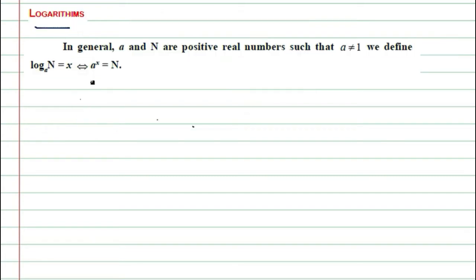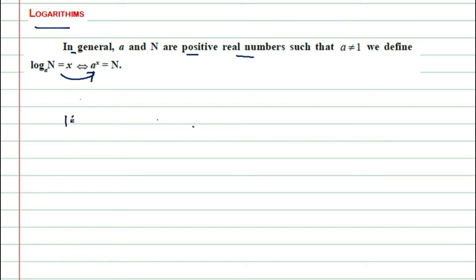General formula for logarithms. In general, a and n are positive real numbers such that a is not equal to 1. We define log n to the base a, which is equal to x. So we can write in the exponential form a power x, which is equal to n.